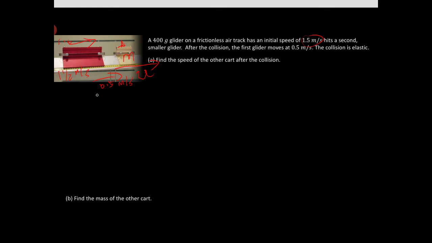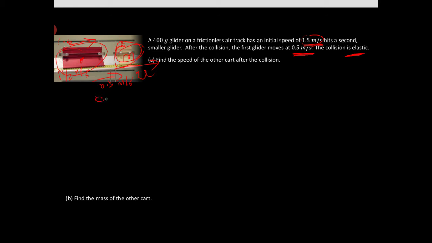Let's see. So how do we do this? Well, the deal here is we know the final and the initial for this one cart here. We actually know the initial speed of this cart, which is 0. And we want to figure out what the mass and the speed are for the other cart afterwards. And it's an elastic collision. Now remember, an elastic collision conserves energy. The amount of energy is the same before and after. And that's why we're able to solve for two different things, because we've got two different conditions.